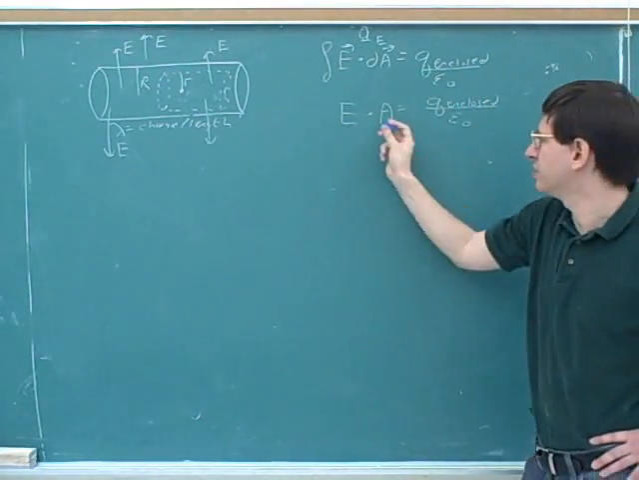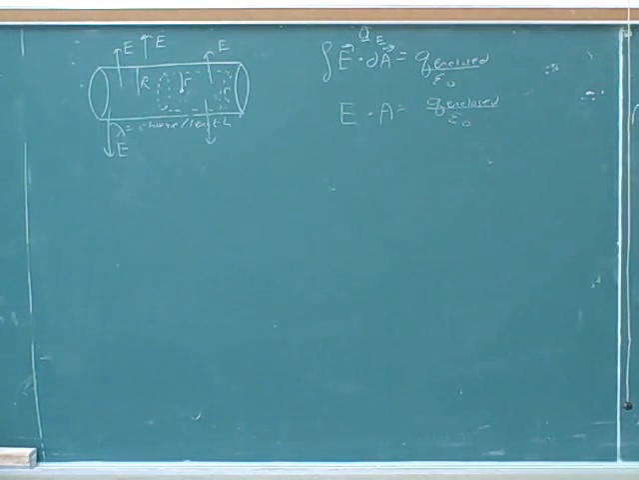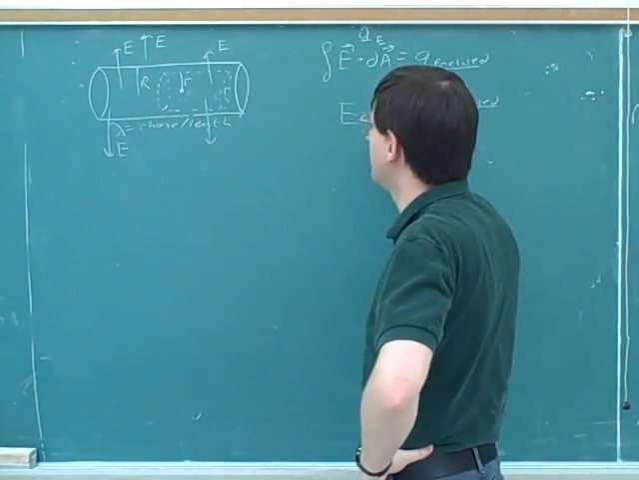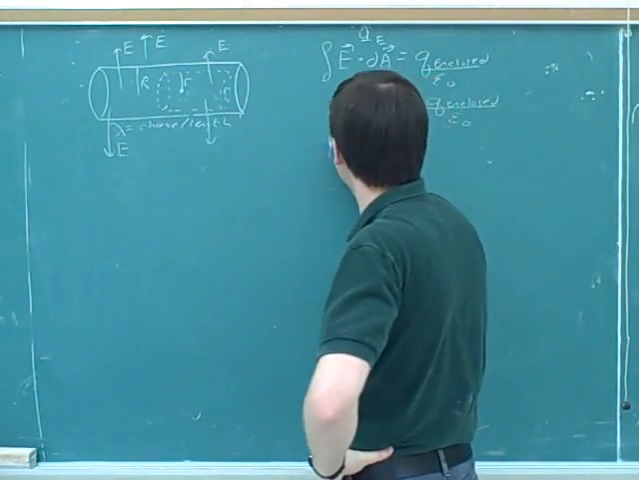So I fell a little bit behind you. What have you plugged in here so far? 2 pi r L. So we need to figure out the lateral surface of the cylinder.